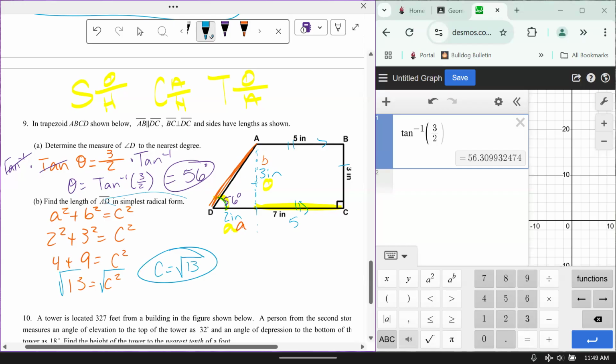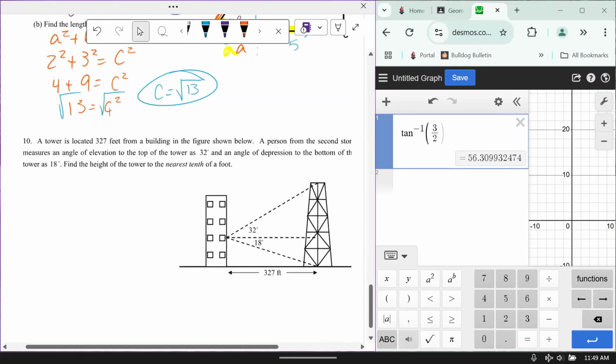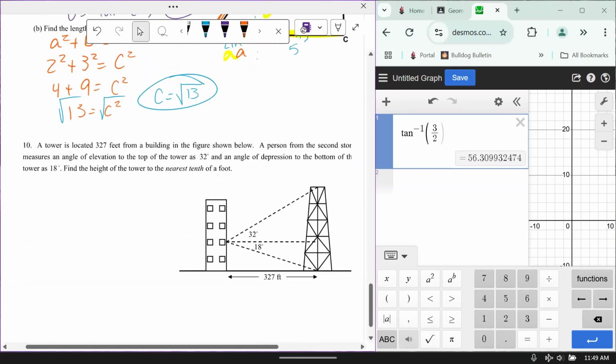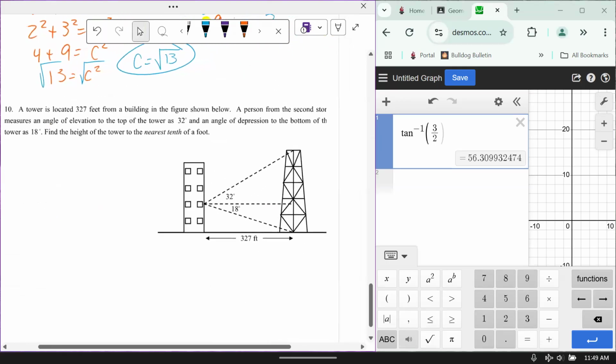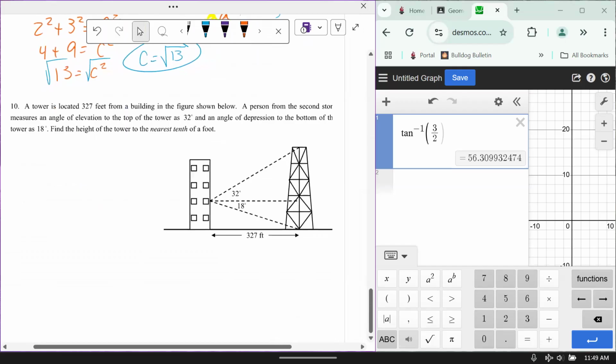Okay, it says simplest radical form, so we are not going to find the decimal of the square root of 13. We are going to leave it as the square root of 13. That's the simplest radical form. Okay, all right, this should be our last question. Look at us go.